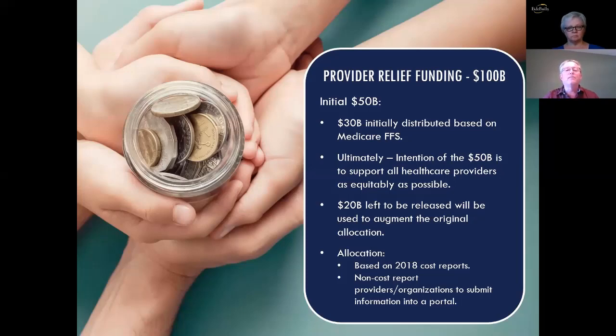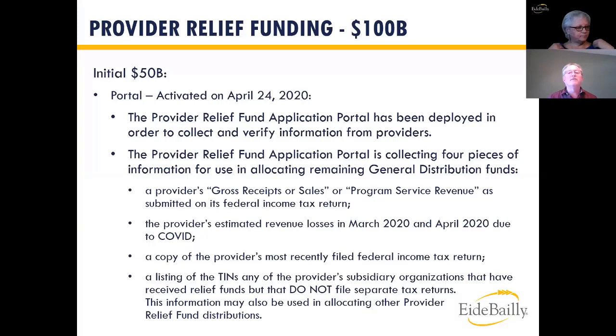Now, they're going to base this on your 2018 cost reports. Non-cost report providers are going to have to submit information into a portal. And so let's talk about the portal. The portal was activated on April 24th. So basically what they're looking to do is collect and verify information. We recommend everybody go out there and do that.